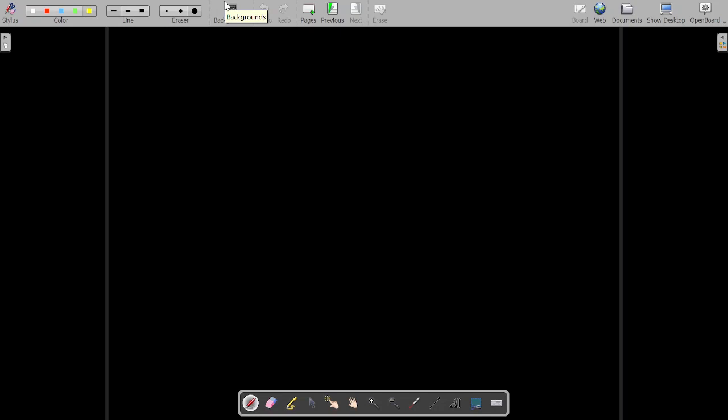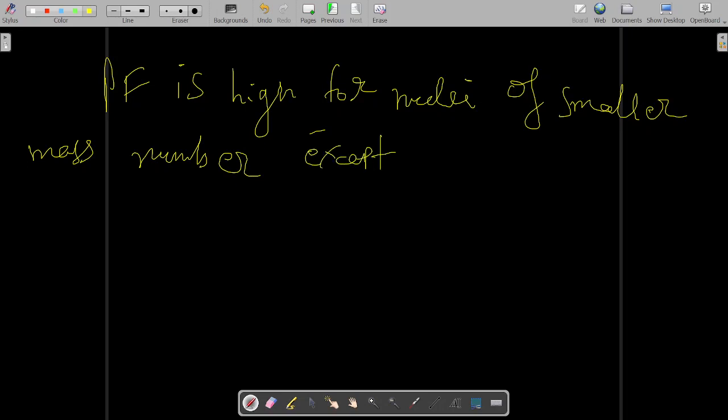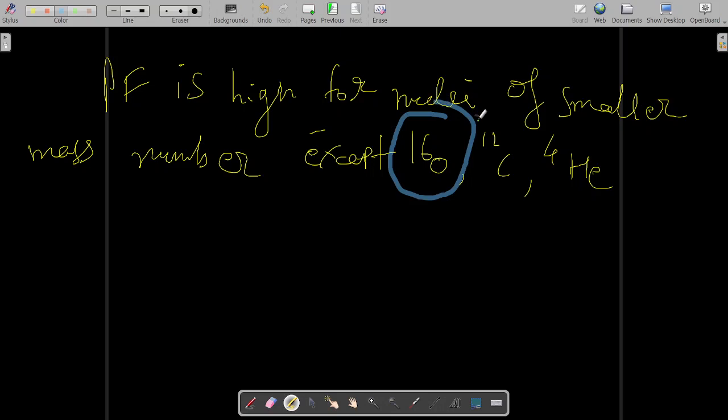Packing fraction is high for nuclei of smaller mass number, except O16, C12, He4. So packing fraction is higher for nuclei of smaller mass number except these three. I already told you just now. For these three nuclei, the packing fraction is relatively small. That means extra stability is there.